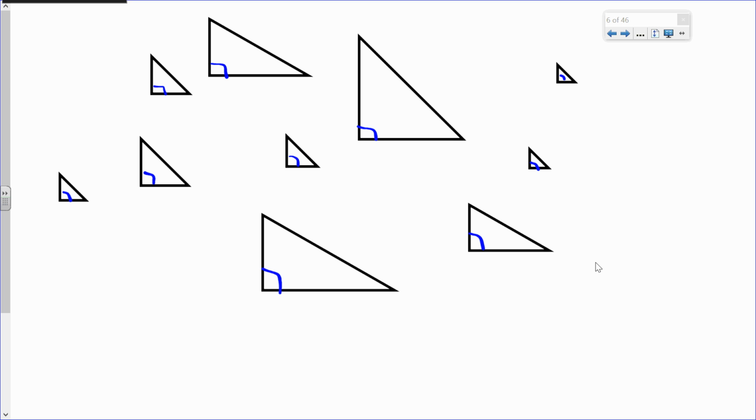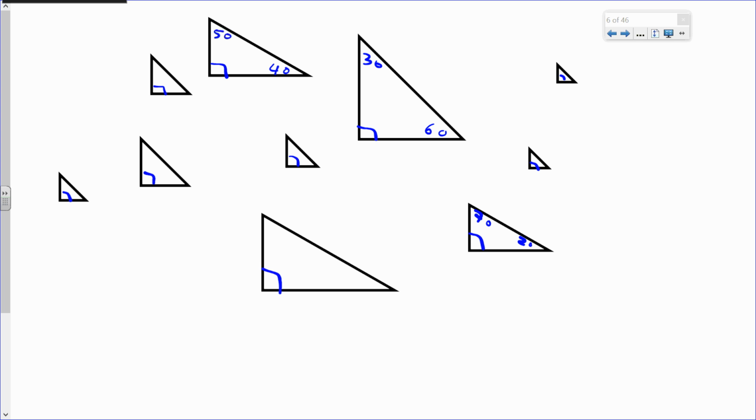Okay, now let's say this angle was 50 degrees. That means this is going to be 40 because they all add up to 180. If this angle was 30 degrees, this one has to be 60 because all of them add up to 180. If this angle was 70 degrees, this angle has to be 20 degrees because all three of these add up to 180. So there's different kinds of right triangles I threw at you here.